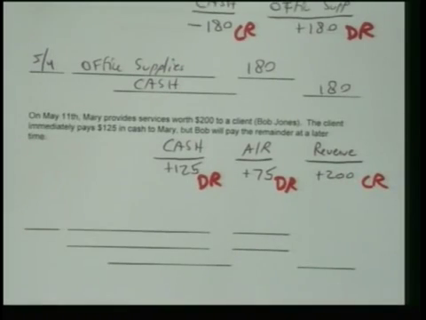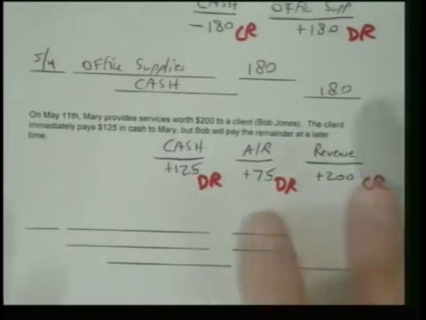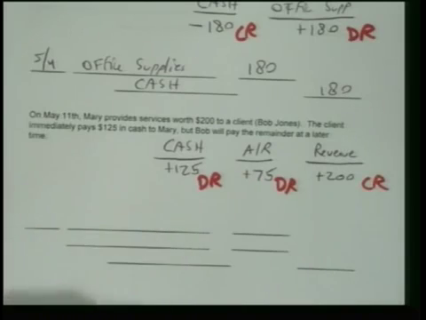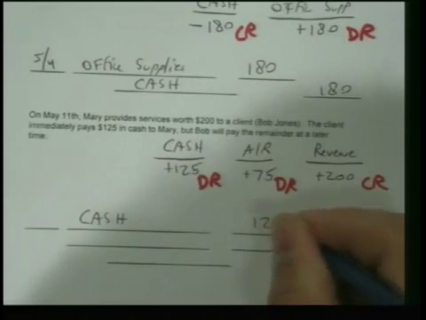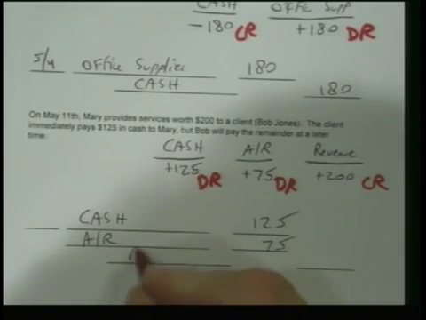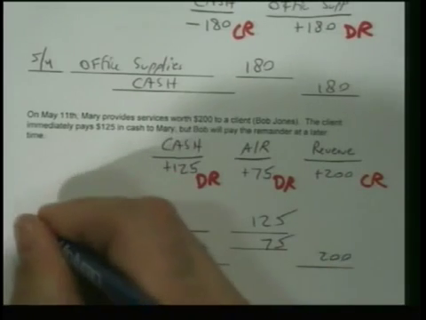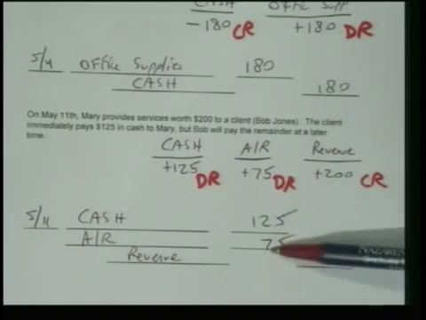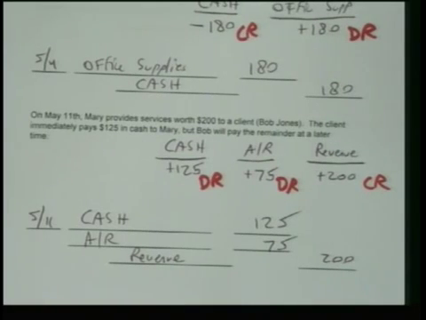Credit it. Okay? Now don't be thinking that this all has to equal 0 as you add it up or anything. No, that's not the self-checking mechanism. What the self-checking mechanism is, I'll show you in a second. Cash is debited for 125. Accounts receivable is debited for 75. Revenue is credited for 200. And this occurred on May the 11th. The self-checking mechanism is always, do the total numbers in the debit column equal the total numbers in the credit column? And it does, right? If it doesn't, then you messed up. Okay?